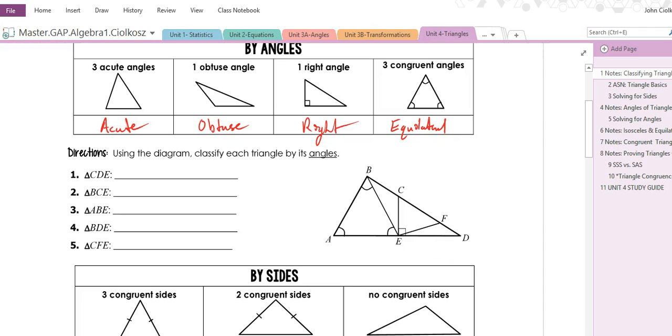Triangle CDE. So I'm going to kind of highlight each thing as we work through it here. So CDE, that's this triangle here. Well, it's got a right angle, so that's a right triangle. BCE. This one looks bigger than 90, so it's obtuse. We're not going to trick you here. If it looks bigger than 90, it is. ABE. That's 3 congruent, so that one's equilateral.